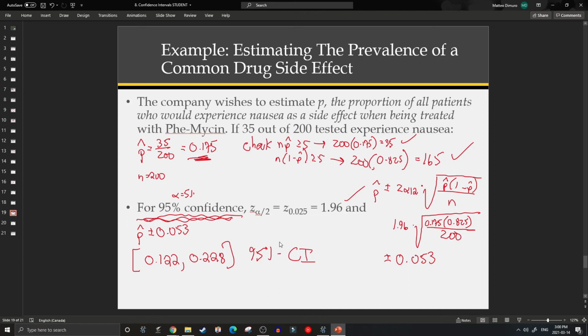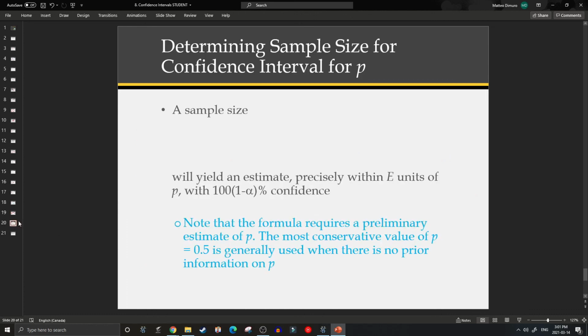There we go. So it's a 95% confidence interval. We are 95% sure that the true proportion of people who experience nausea as a side effect when using this Thymosin is somewhere between 12.2% and 22.8%. So there you have it. This is what they tested, and we are 95% sure that it's actually between 12 and 22%. So that's it.